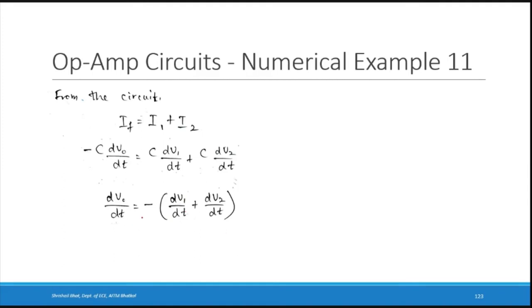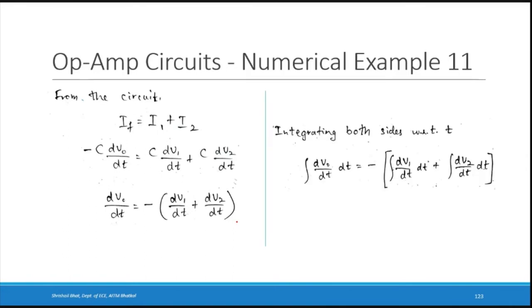Now if I integrate both sides with respect to t, what do we get? Integration of dV0 by dt with respect to t equals minus integration of dV1 by dt plus integration of dV2 by dt with respect to t. Integration and differentiation get cancelled. What remains is V0 equal to minus of V1 plus V2. So it's nothing but an adder. It's a 2-input inverting summing amplifier, but instead of resistances, we just had capacitances here.